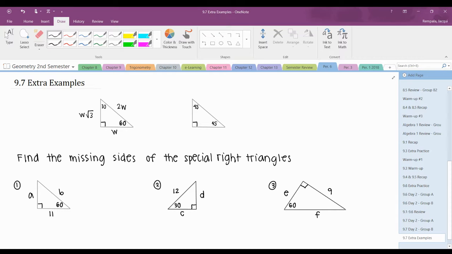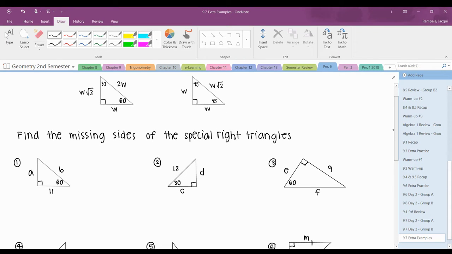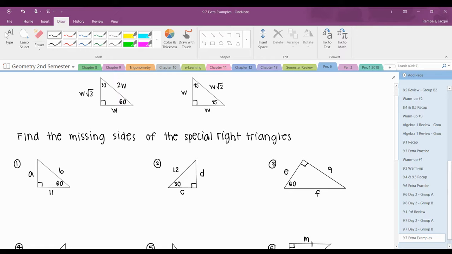In a 45, 45, 90 triangle, because the two acute angles are the same, that means that the legs, the two sides across from them, are the same. So these would both be W. The side that's across from the 90 is the hypotenuse, which is always the largest side. And I'm going to take my leg and multiply it by the square root of 2. So there's my definition for the sides of a 45, 45, 90 triangle. So let's use those two things to then start looking at some examples. We're going to find the missing sides of the special right triangles.